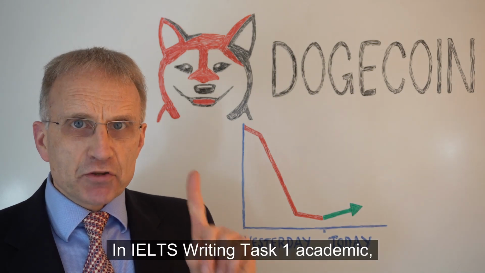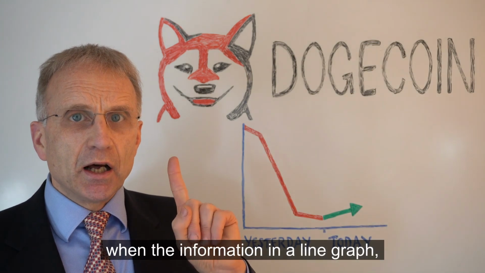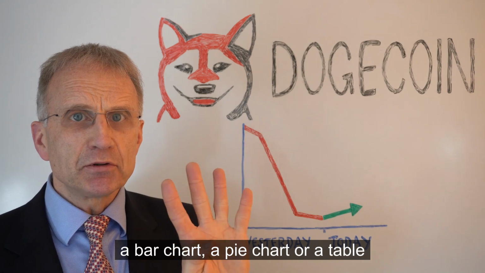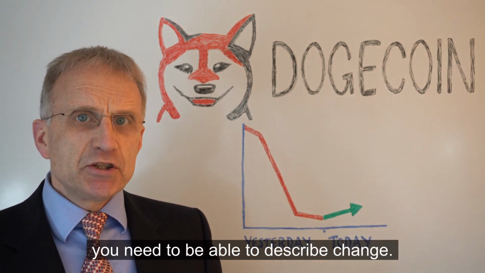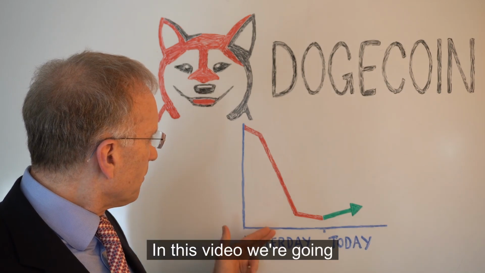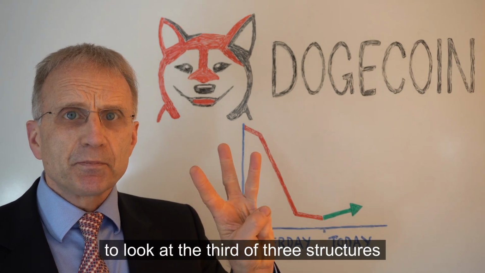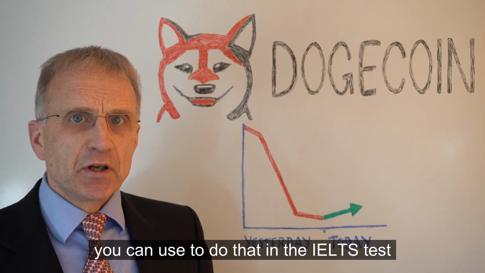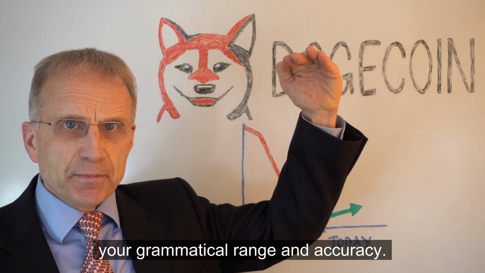In IELTS Writing Task 1, Academic, when the information in a line graph, a bar chart, a pie chart or a table relates to a period of time, you need to be able to describe change. In this video, we're going to look at the third of three structures you can use to do that in the IELTS test in order to improve your grammatical range and accuracy.